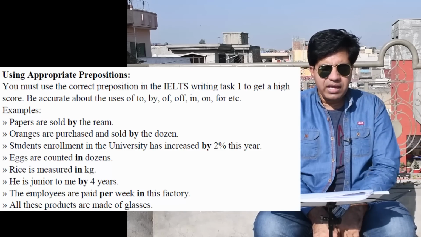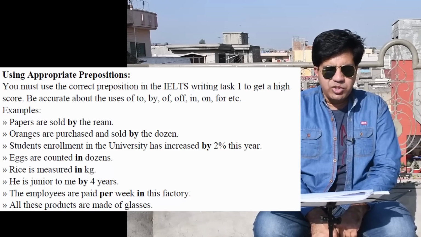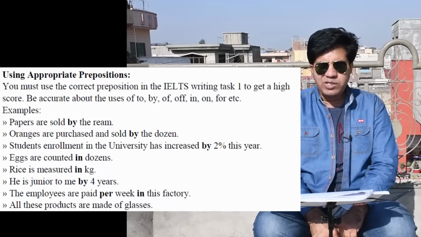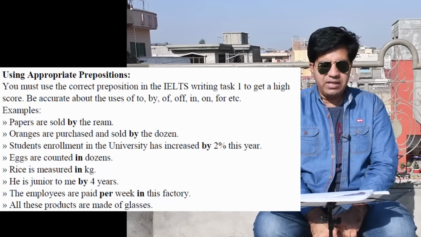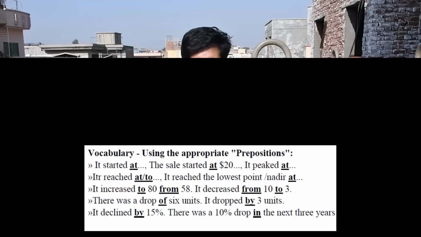Eggs are counted in dozens. Rice is measured in kg. He is junior to me by 4 years. The employees are paid per week in this factory. All these products are made of glass. Now we've got vocabulary using the appropriate prepositions.